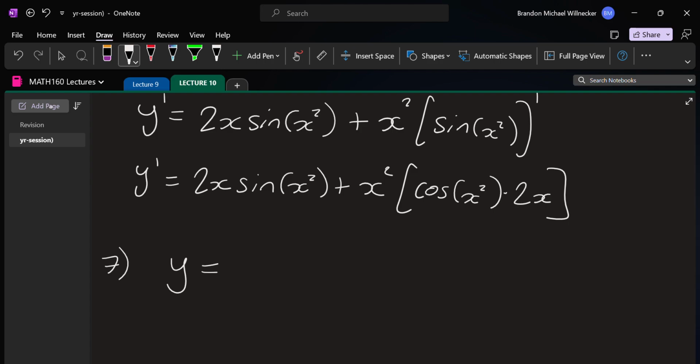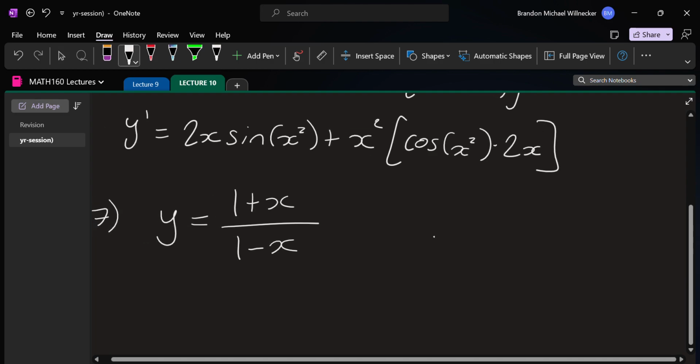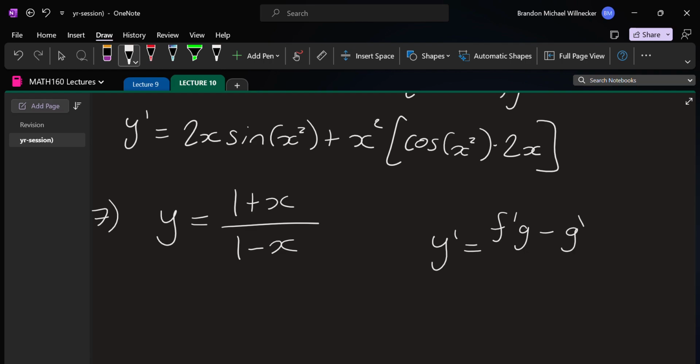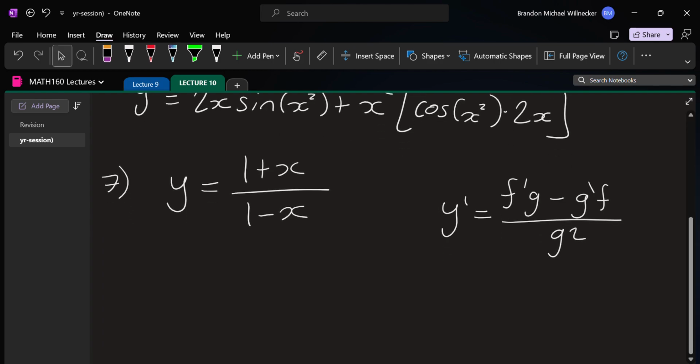Okay, number 7, so we have y is equal to (1 plus x) over (1 minus x). Okay, we now have a quotient of two things. We've got a top part and a bottom part. We're going to have to use the quotient rule. If you forget what that is, it's f prime g minus g prime f over g squared. If you ever have to, just write that down on the side in the test, that's fine, but that won't be provided for you.